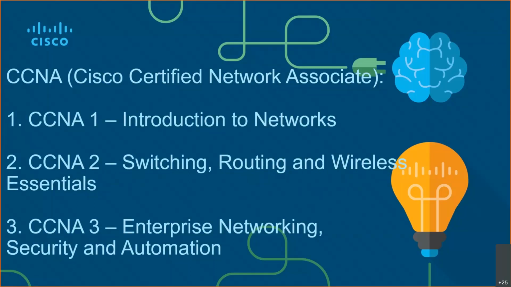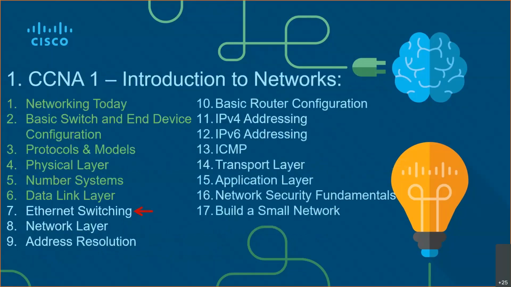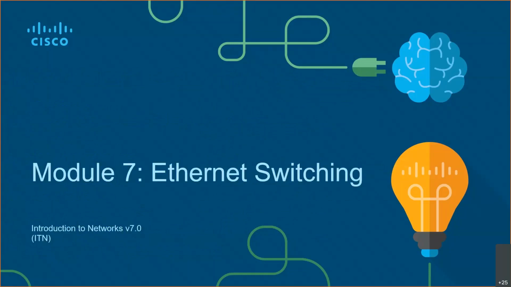So we are doing CCNA-1, Introduction to Networks. So far, we have finished 6 modules, and today we are going to do module number 7, which is Ethernet switching. Ethernet is a special kind of local area network with specifications laid out by IEEE. Okay, so let's go and study about switching in Ethernet.